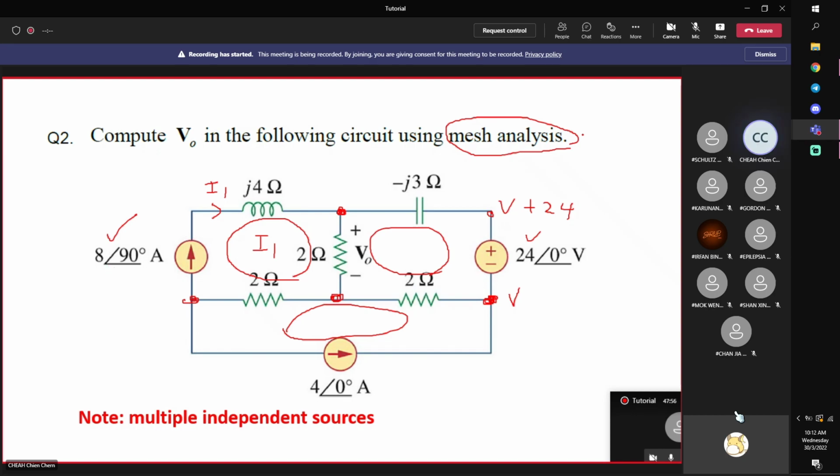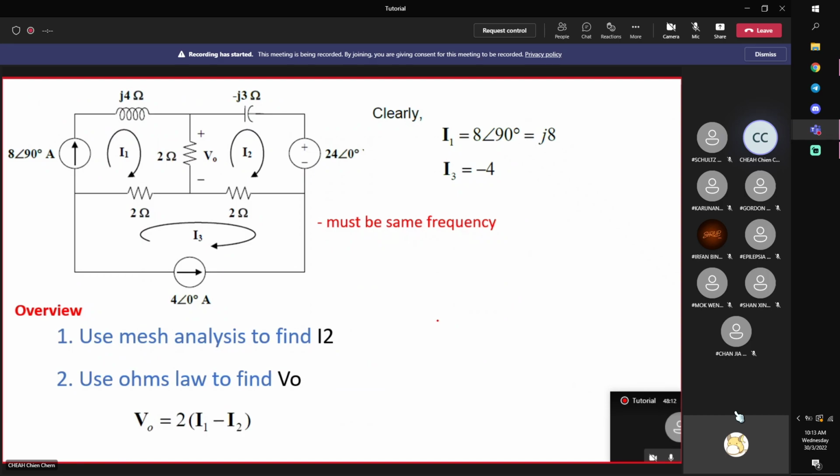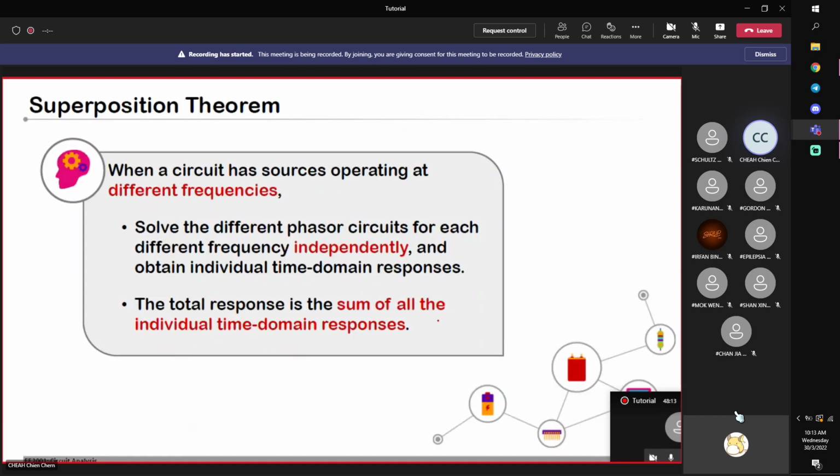In mesh analysis, you want to find current. If current is known, it is good. So same thing here. This current is known already. If you assign this as your I or I2 or I3, it doesn't matter. It depends on the numbering. Let me check. So be consistent. Let's say this is I3.